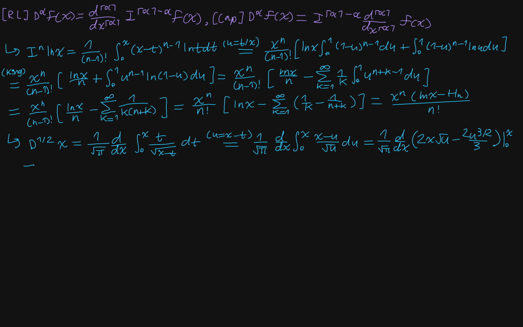And now you can simplify this easily. It's just 4 over 3 times root pi. We're going to have this outer derivative remaining of x to the 3 over 2. And then once you do this, you end up again with 2 times root of x over pi. So this matches up with our definition from before.